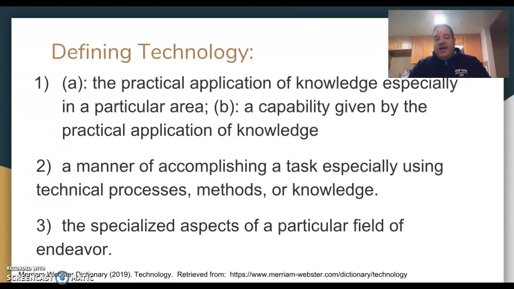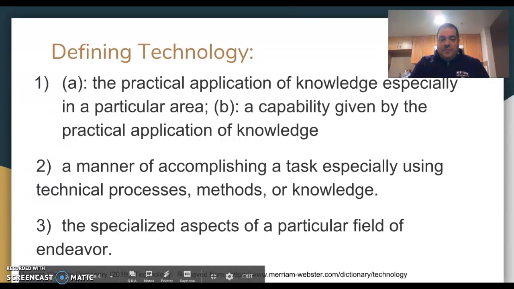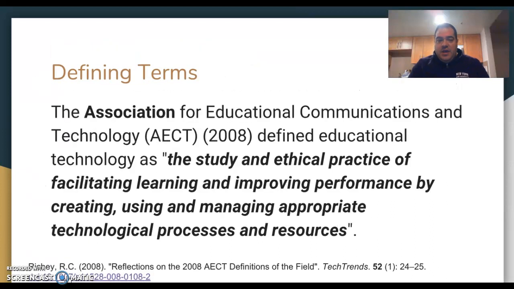The third definition is that technology deals with specialized aspects of a particular field or endeavor. In our case, we're looking at technology for the explicit purpose of helping students to enhance their learning, which goes back to our overall definition of using technology to help people know more, understand more, etc. When you combine the definitions of education and technology together, it really does give us a couple of perspectives. Now, the definition that I wanted to share with you is from the Association of Educational Communications and Technology.